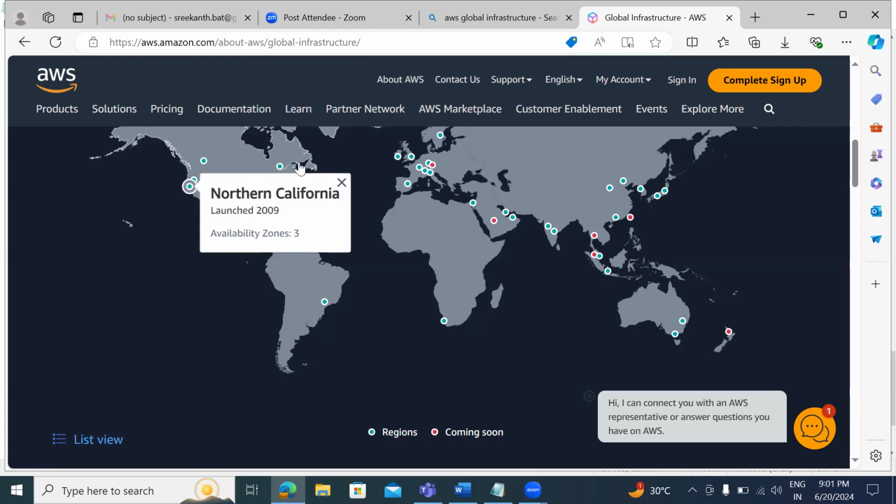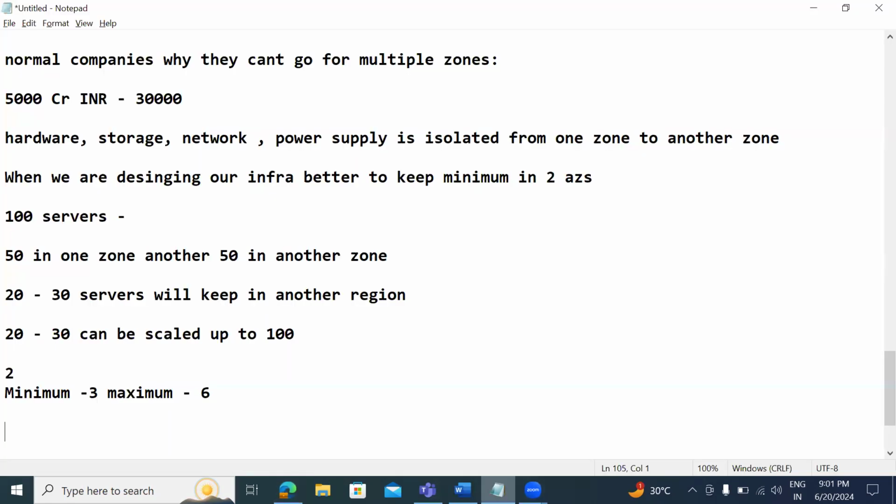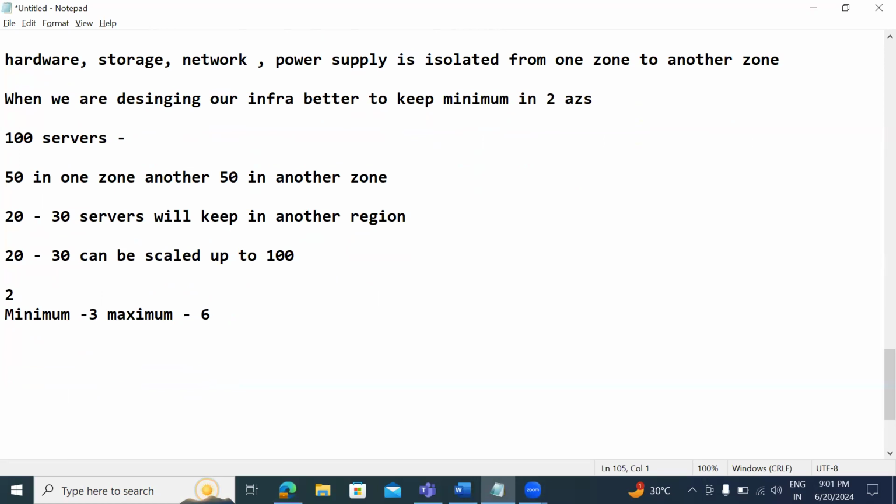Now if you go to 2006, one is North Virginia, one of the biggest data centers. They started in 2006. If you see the history of AWS, in 2010 AWS faced a major outage, because North Virginia got hit by floods and most of their applications were in North Virginia. Then they realized they shouldn't keep everything in one location, so they expanded all over the globe.